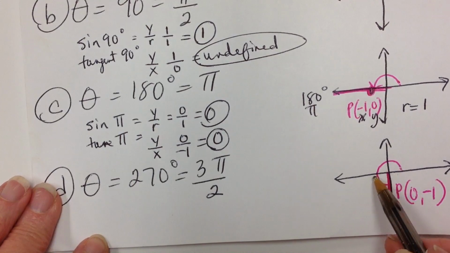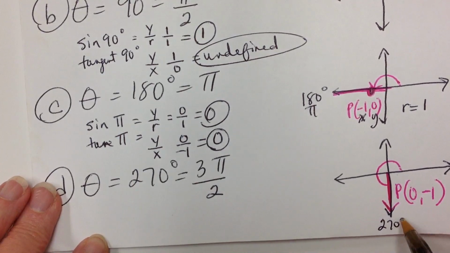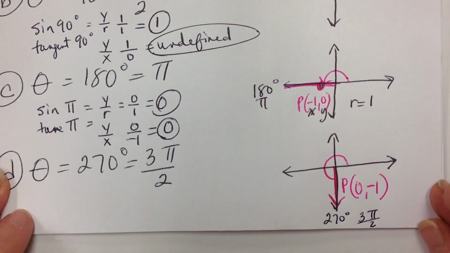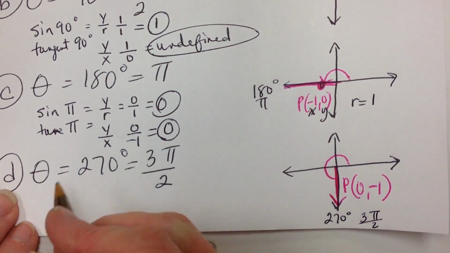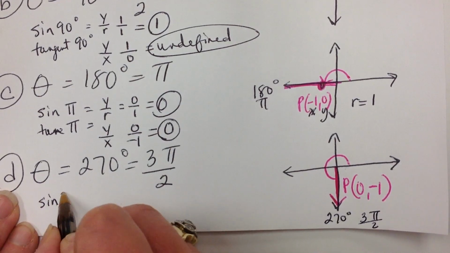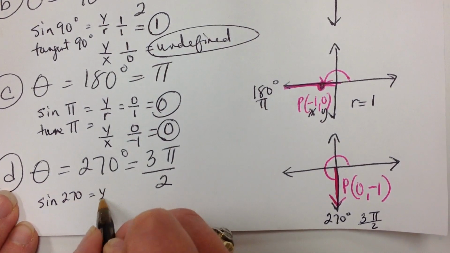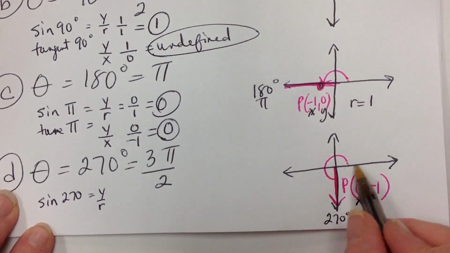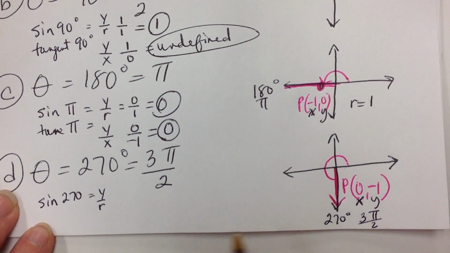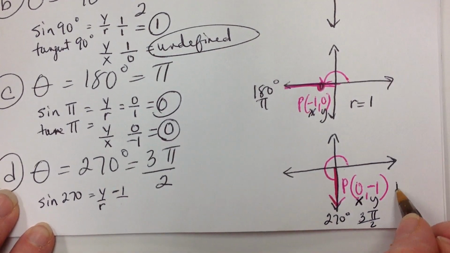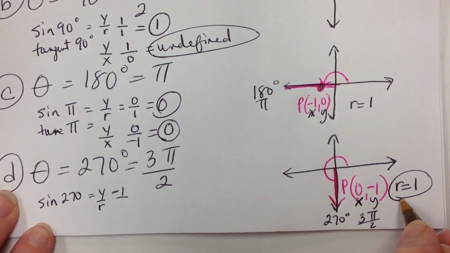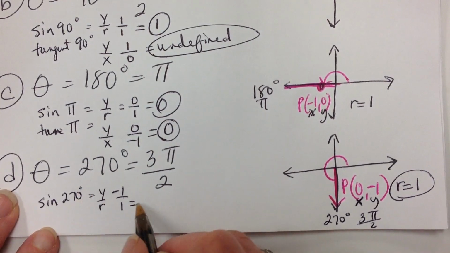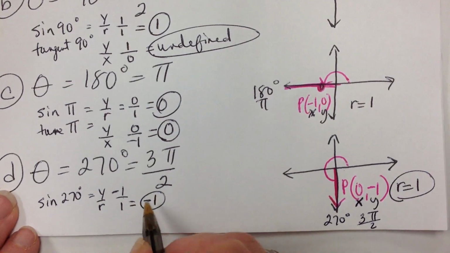So you start here all the way around to 270 degrees, which is also 3 pi over 2 if we write that in radians. With that being said, sine of 270 is y over r. So here you have x is 0, we're on the y-axis, and you're down at y of -1. So that would be -1 over, and again, your r is 1. So it'd be -1 over 1. So sine of 270 degrees would be -1.